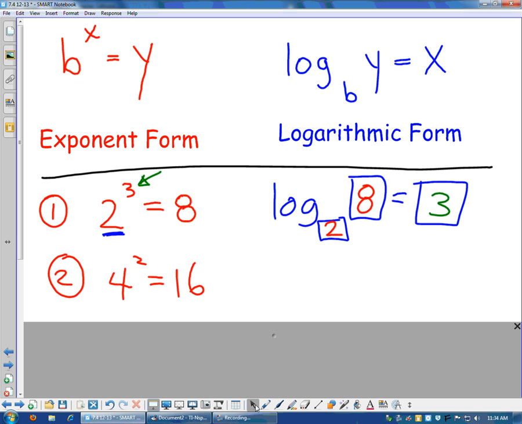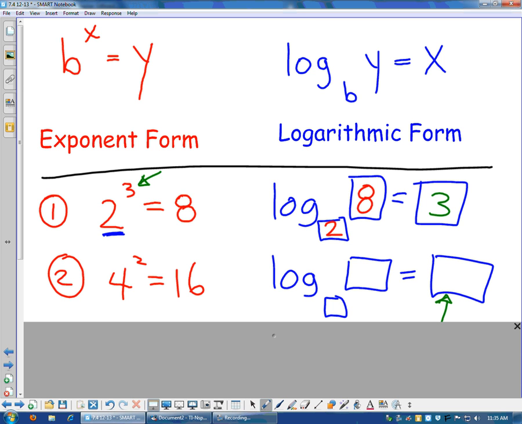Let's try another one. 4 to the second power equals 16. So we're going to rewrite that one in logarithmic form. So we want log to the base what of what equals what. Keep in mind that this number right here is the logarithm. We're saying the logarithm is this. And so what we want to do is plug in that exponent, because logarithms are exponents. So the 2 is going to go right here. And what's the base? Base is 4. That's going to go right here. And we're going to say log to the base 4 of 16 is equal to 2.